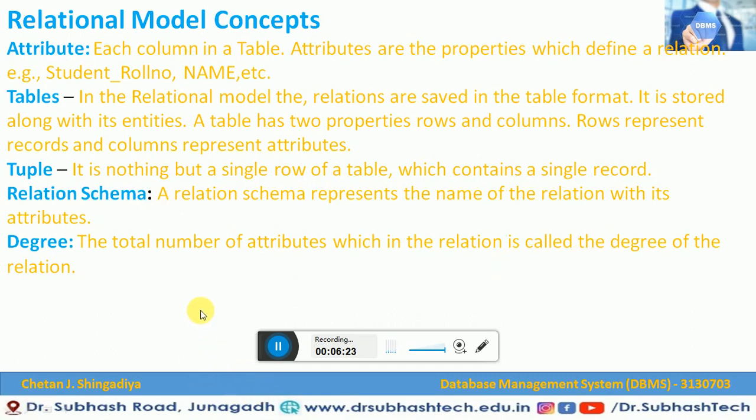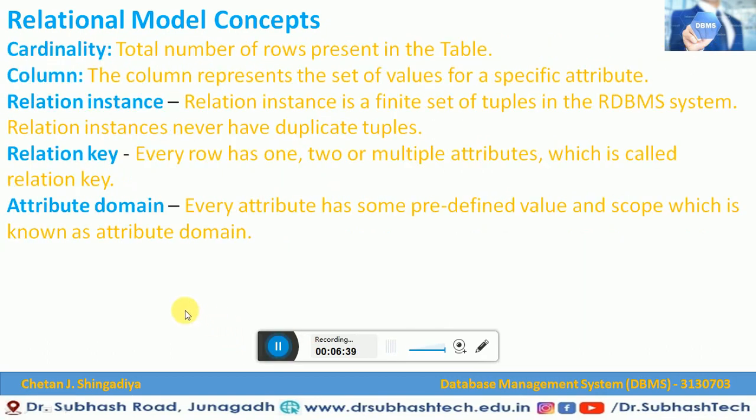So friends, this is a simple understanding of attributes, tables, tuple, relational schema and degree. And these are the concepts of the relational data model, or we can say the relational model in DBMS. The other important terms that we would like to see are cardinality, column, relational instance, relational key and attribute domain. Let us see them one by one.